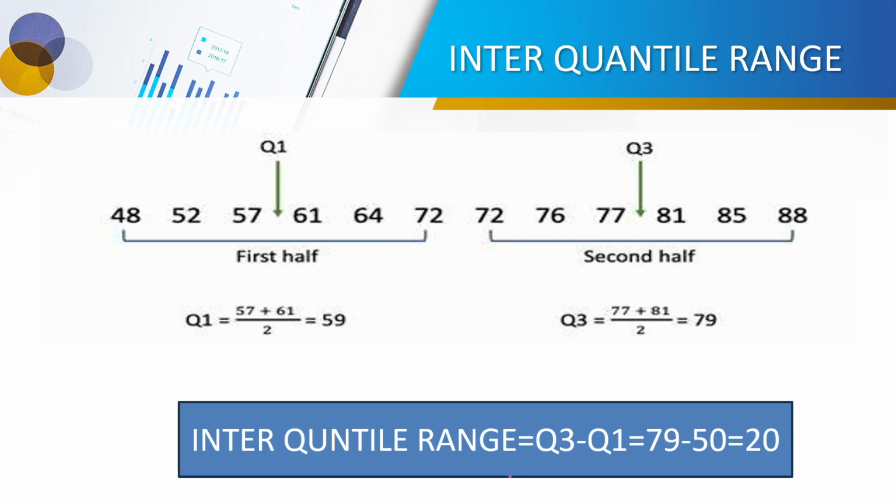One more example we have seen here. Again we have the same values. We are having 12 values. Out of that, this is your Q1, this is your Q3, and here we will have Q2. Our interquartile range is Q3 minus Q1, which is 79 minus 50, which is equal to 20.